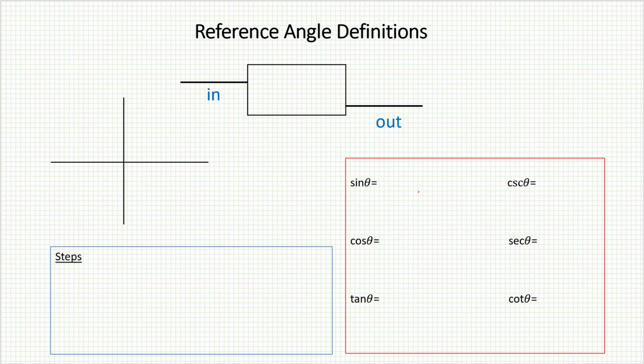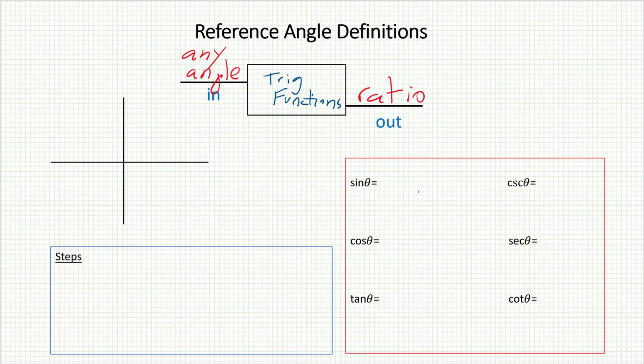Reference angle definitions. We would like to take our trig functions and broaden the definition so that we can put in any angle, not just angles in right triangles. How can we get a ratio to come out no matter what angle we stick in? Well, that's where the reference angle definitions come in. Here's how it works.